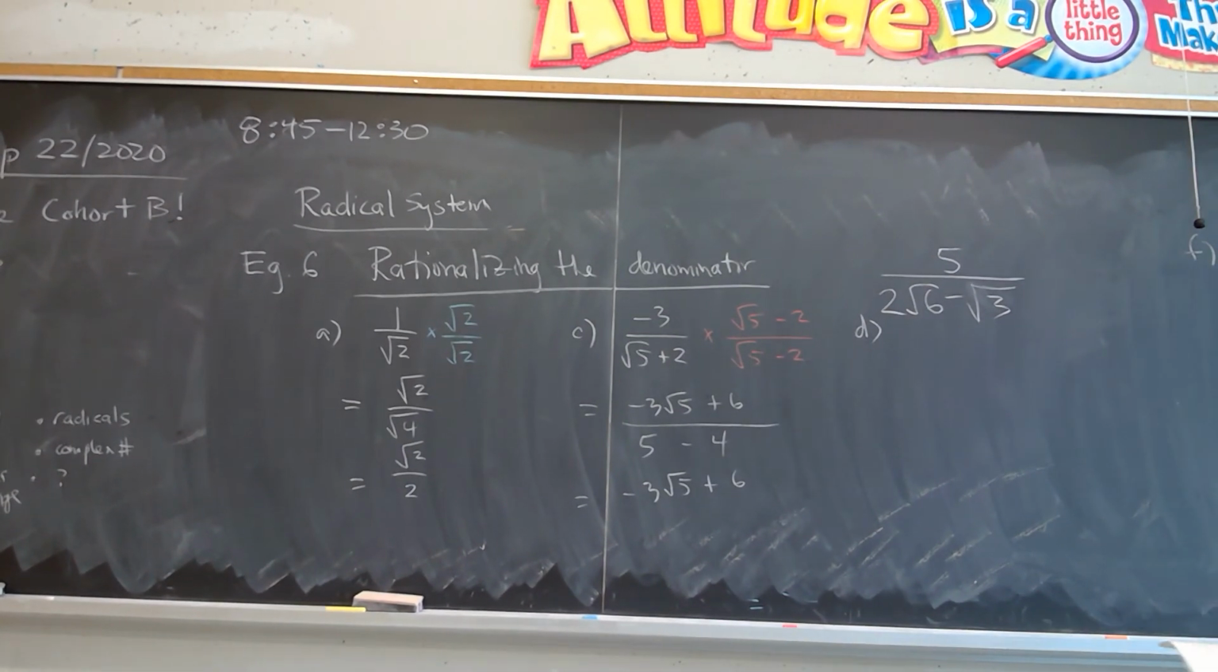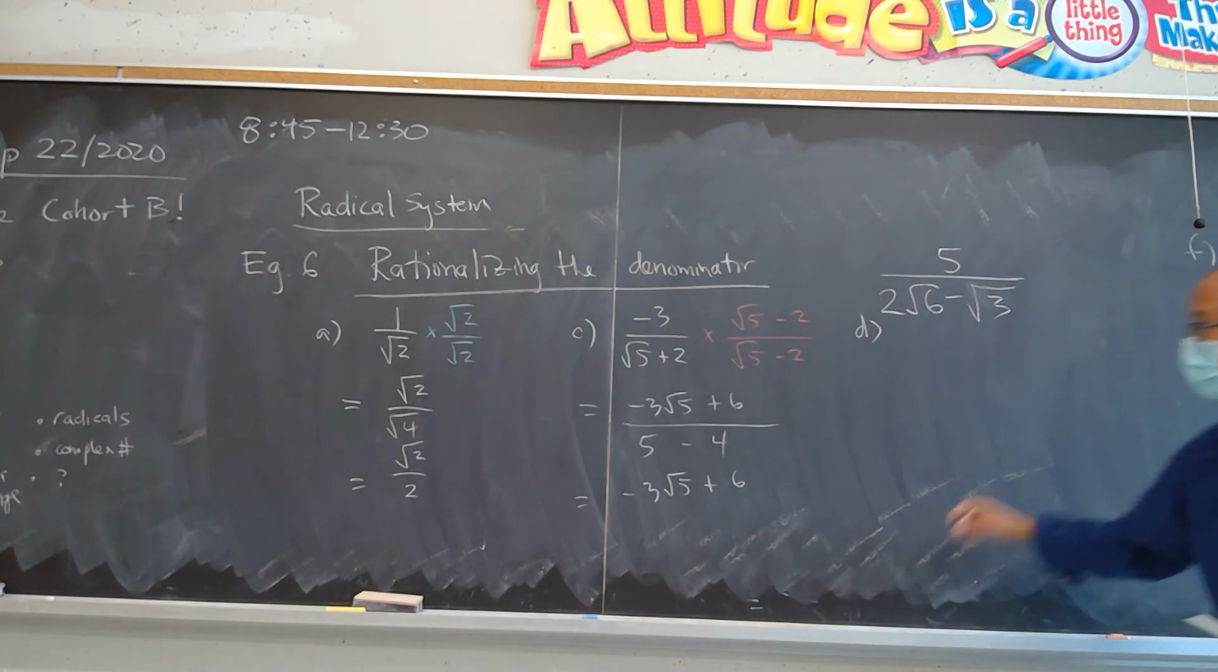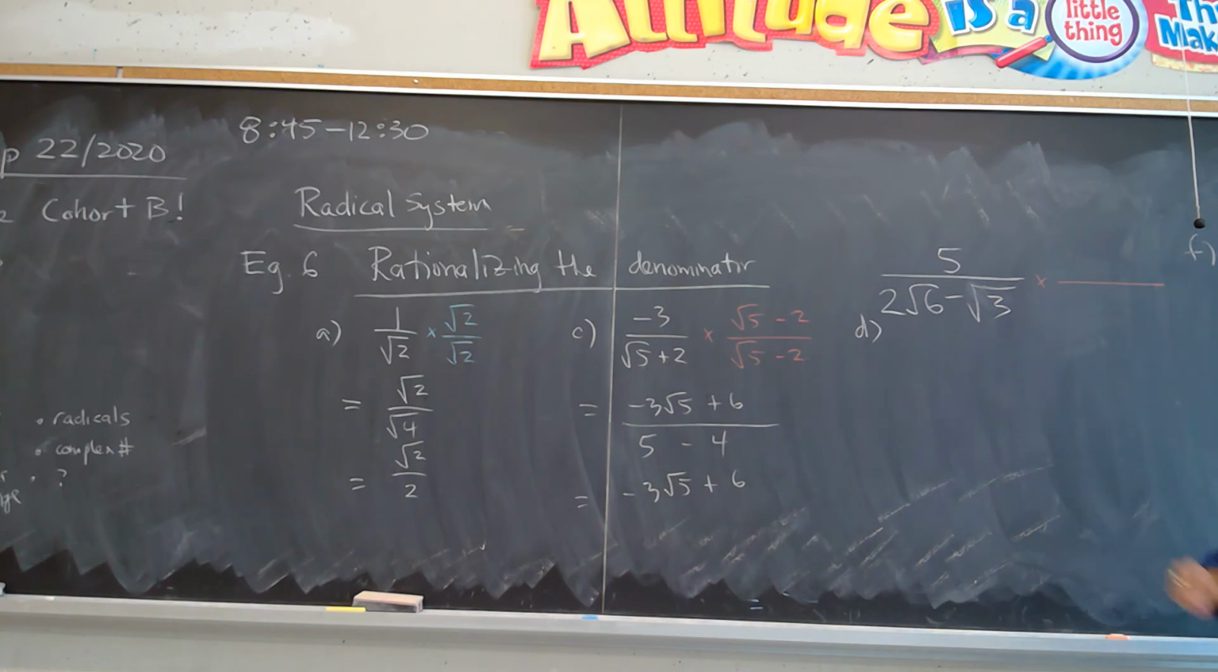This is our last example. This time, can I get a volunteer from the class? We're going to multiply by 1, but we're going to use a conjugate. Dana, you want to try? Is it 2 root 6 plus root 3? Yeah. Over 2 root 6 plus root 3.